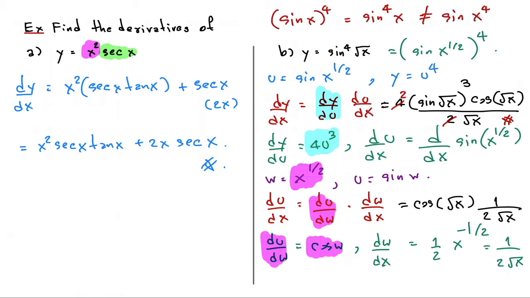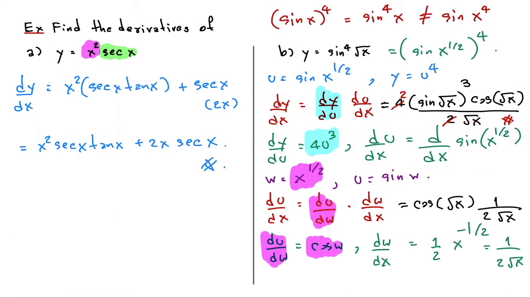First we look at this function. We let this be u. Why? Because we know how to differentiate this part to the power of 4. Okay, so in that case we let u be this guy, and then y is just u to the power of 4. dy by dx is this from the chain rule, and dy by du is this guy. du by dx is this guy.